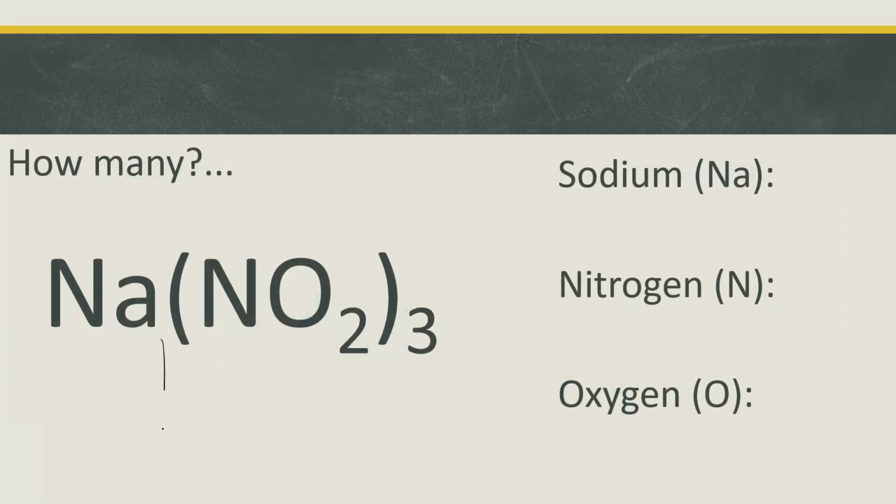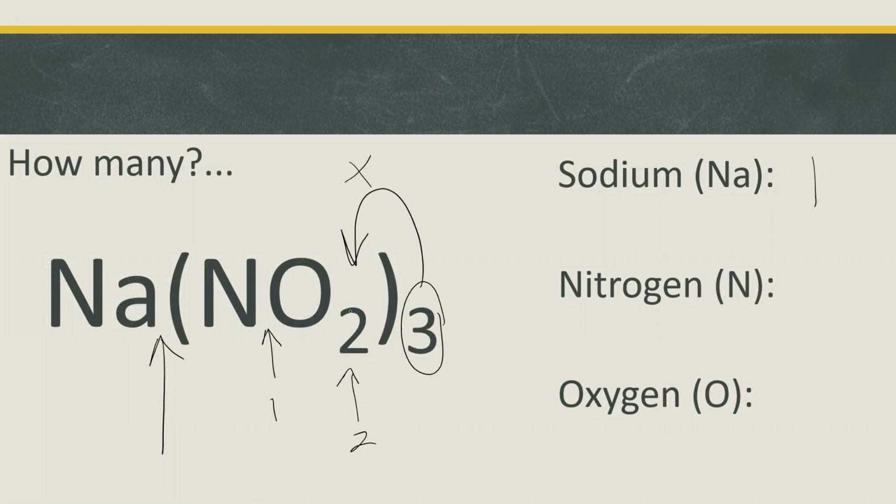How many sodiums? Well, there's no subscript there, so we assume it's a 1. Technically, for right now, there's 1 nitrogen here, and there's technically 2 oxygens, but we have this 3 on the outside. So we have to take 3 times 2, gives us a total of 6 oxygens, and then we do 3 times 1, which gives us a total of 3 nitrogens. And this acts like a barrier, so we stop there. We do not multiply it by the Na.